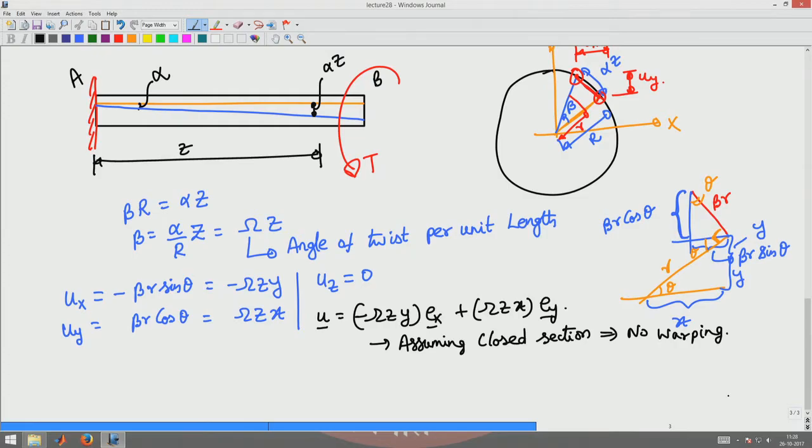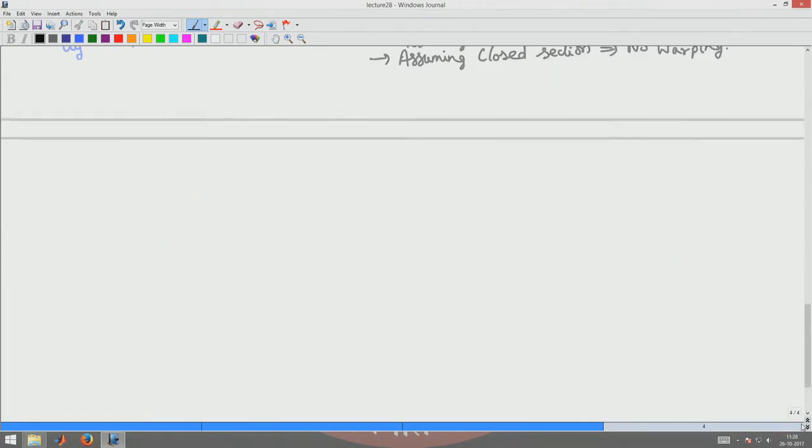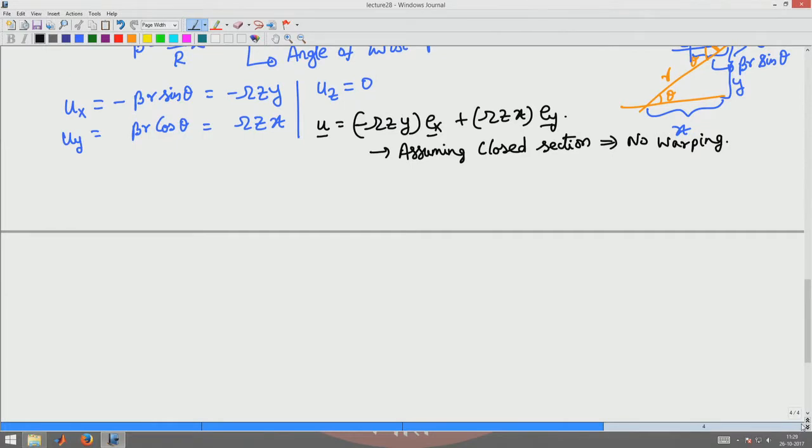Now I formed a displacement field. Next, what I want to do is find the gradient of the displacement field. Next, I want to find H, which is the gradient of the displacement field U, similar to what we have been doing all along.